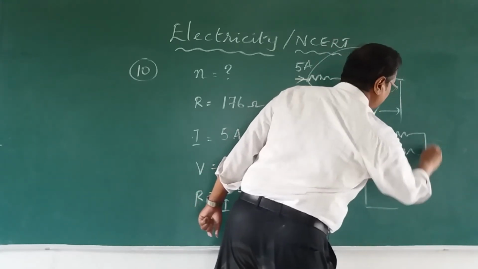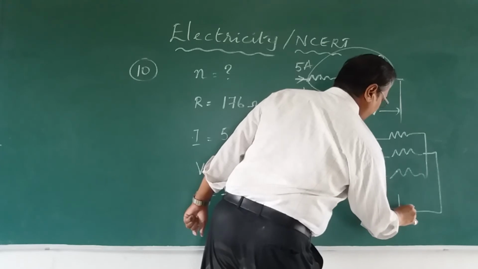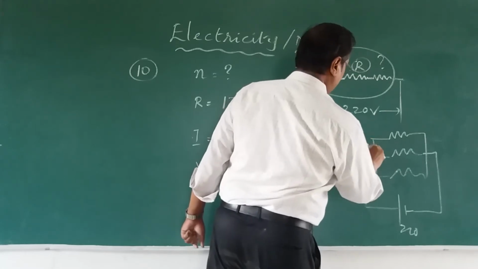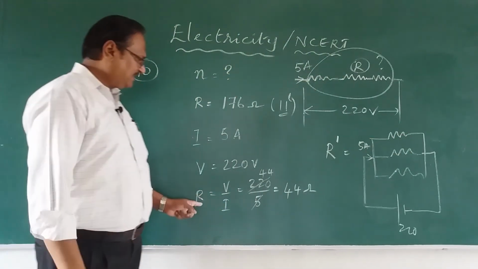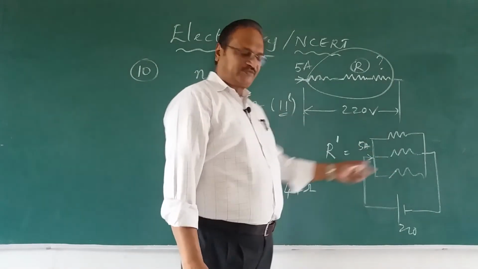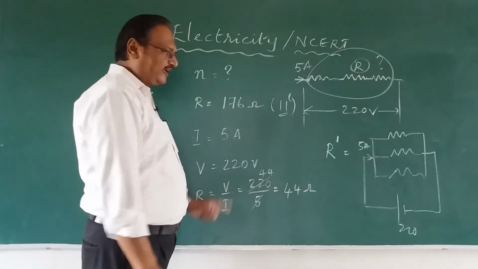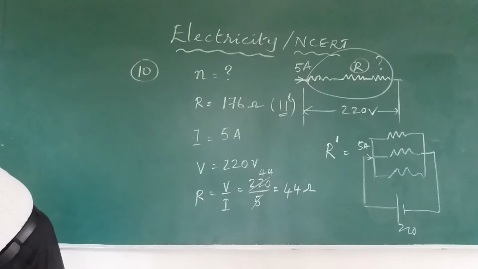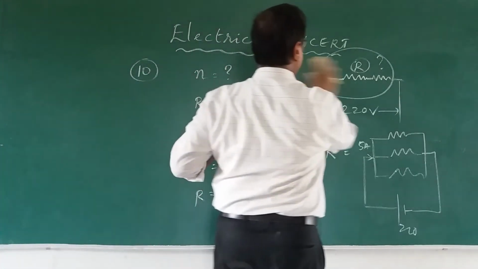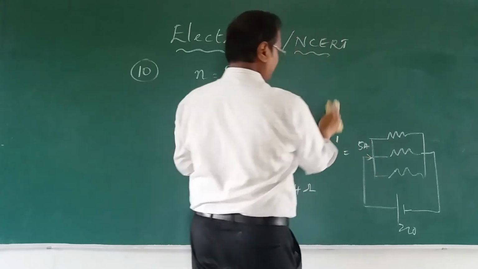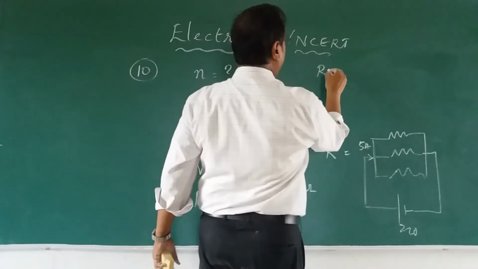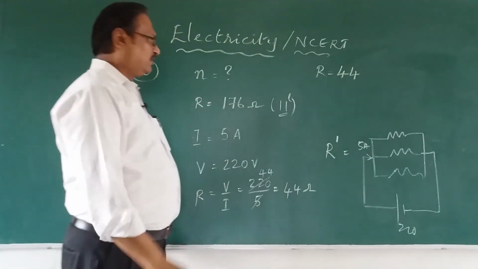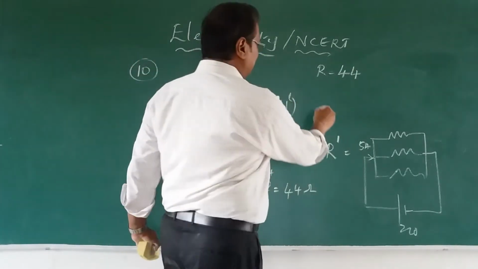Now think about it carefully. This is the potential which you are connecting here, 220, and the current flowing is 5 ampere. So let us say the value we calculated from this data is R. Let me erase this. See, R I calculated using Ohm's law is 44 ohms.